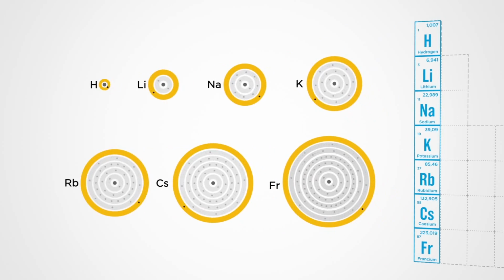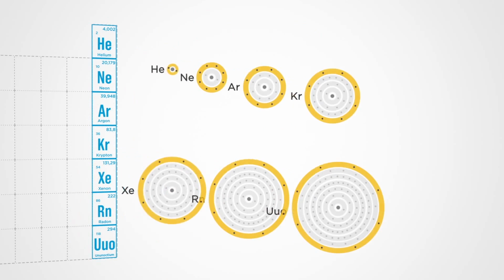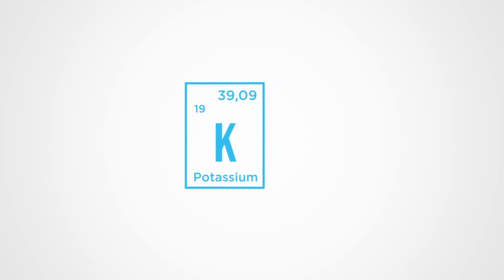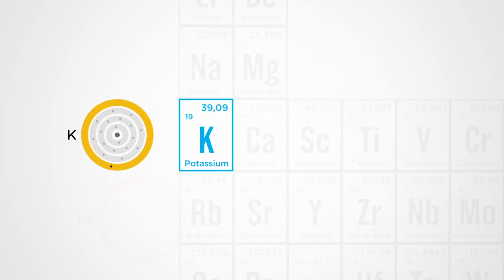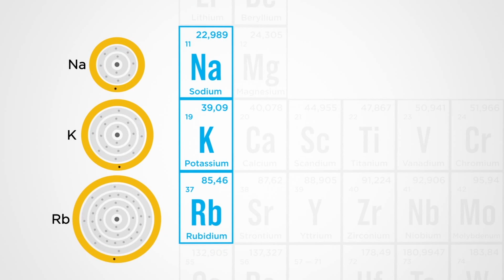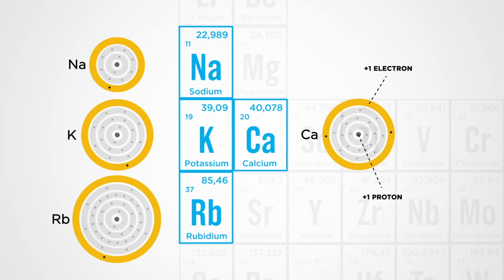In the first column of the table, we have the elements that have a single electron in the outer layer. And in the last column, we have those who have filled this layer. That's why each chemical element in the periodic table has a very well-defined neighborhood. Above and below it has elements with the same distribution of electrons and very similar properties. And on its right, it has an element that has an electron and one proton more, and therefore has different properties.